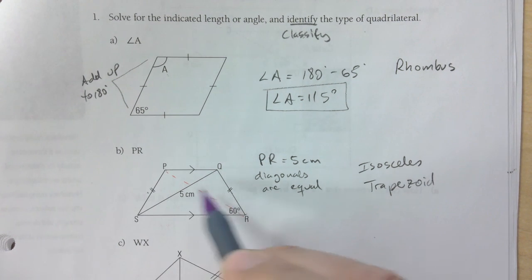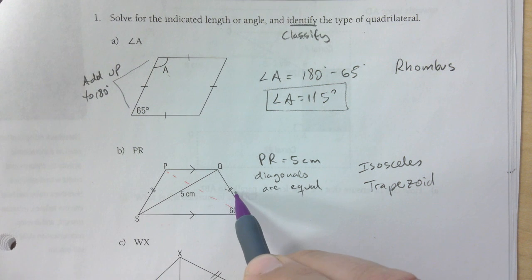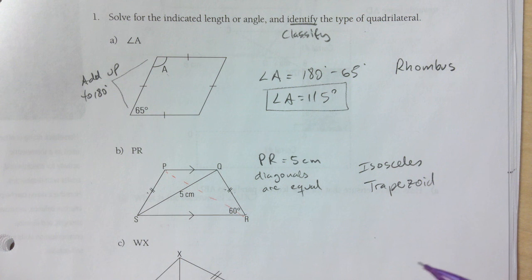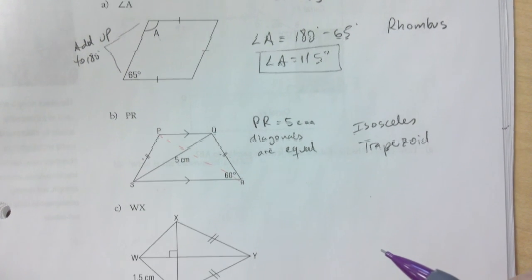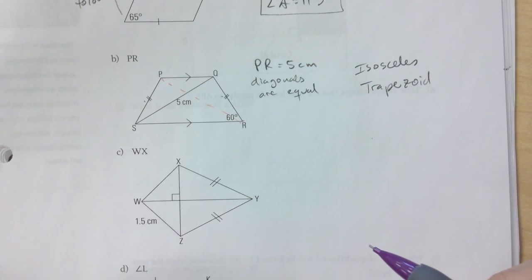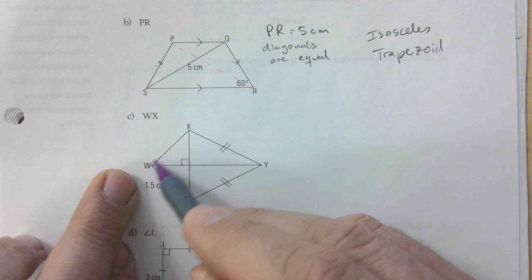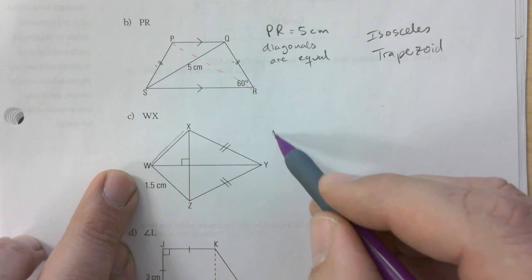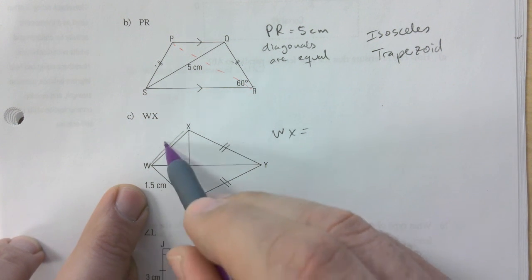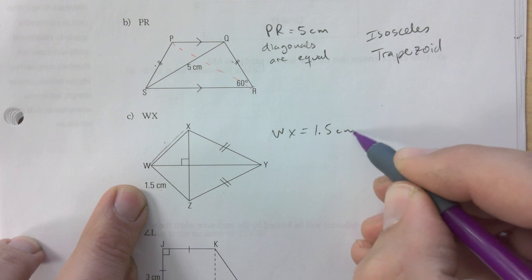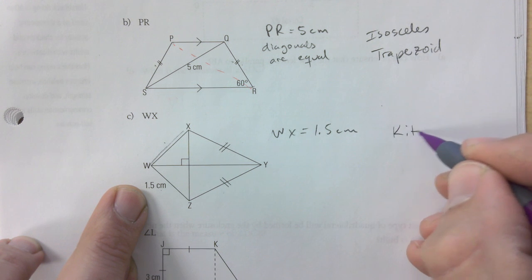because it has the two sides that are the same. And we also know that the base angles would be the same as well. We know that they're 60, but they didn't ask for it, so we're just going to give them what they need, okay? WX, right? WX, this is a kite, so there are two pairs of equal sides, so it's 1.5 centimeters. This is just a kite.